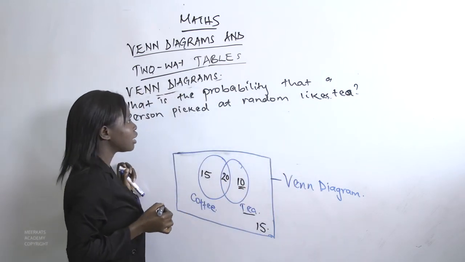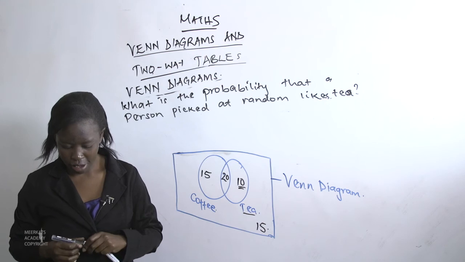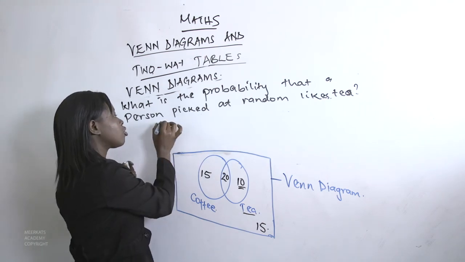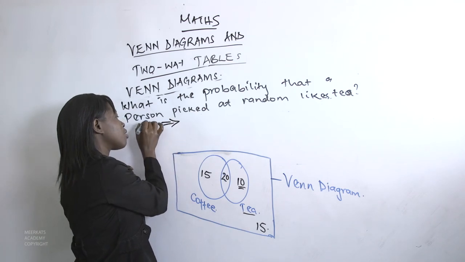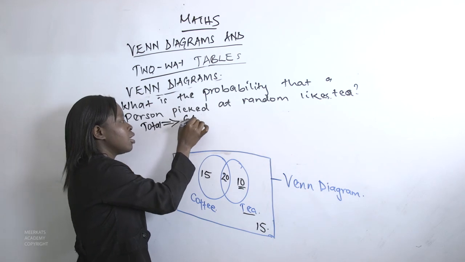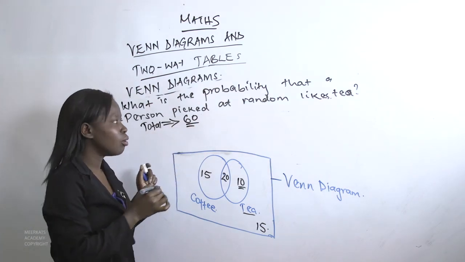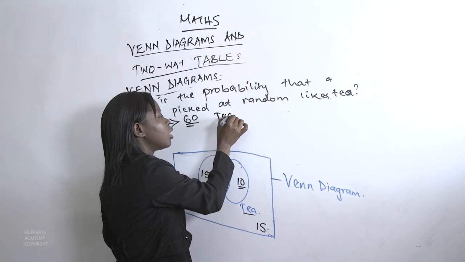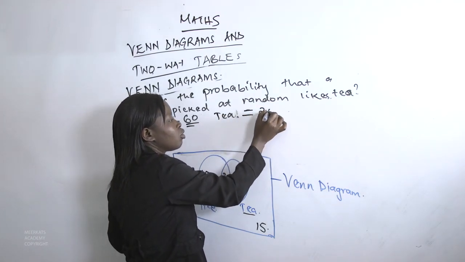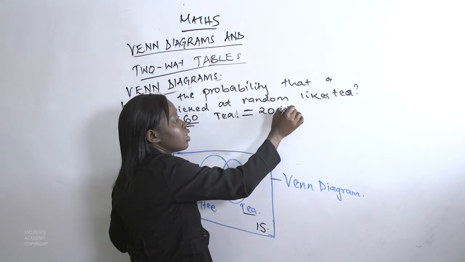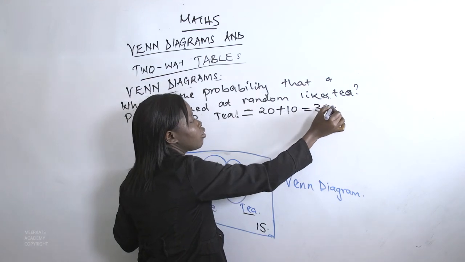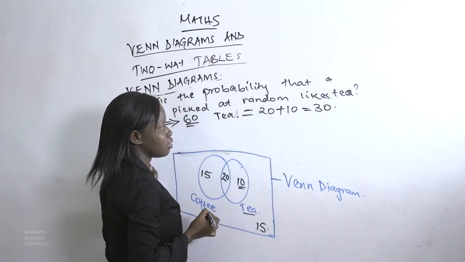What is the probability that a person picked at random likes tea? We need to know the total number of people who participated in the survey, which we found was 60. Then what is the total number of people who like tea? We have 20 who like both tea and coffee and 10 who like tea only, so 30 people like tea in that given survey.